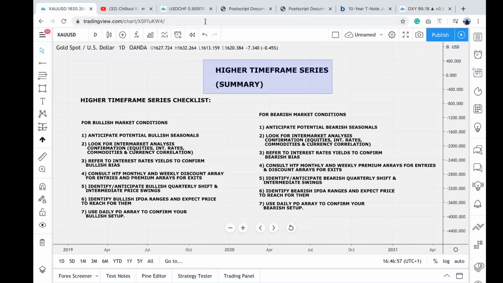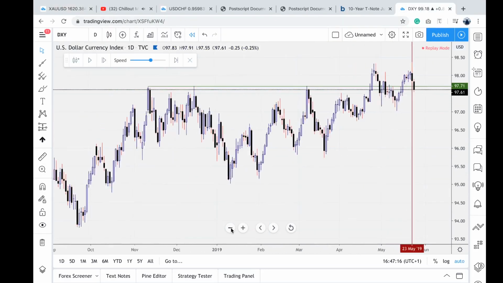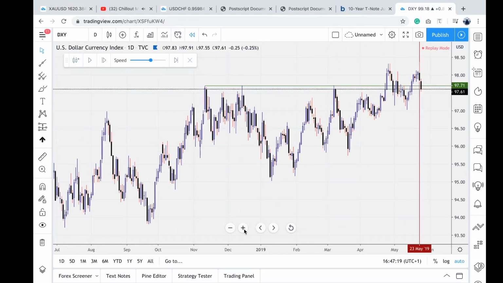If we go back to the checklist, remember you consult your higher time frame monthly, weekly, premium areas for entries and discount areas for exits. Then number 5, you identify or anticipate bearish quarterly shift and intermediate price swings. So if we go back to DXY, remember if you can't spot one bearish quarterly shift, you gotta anticipate that.